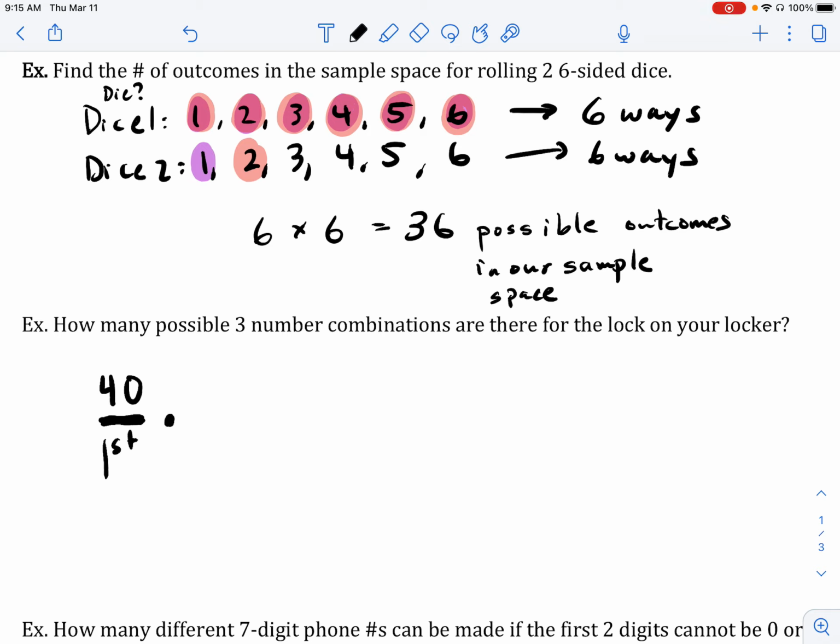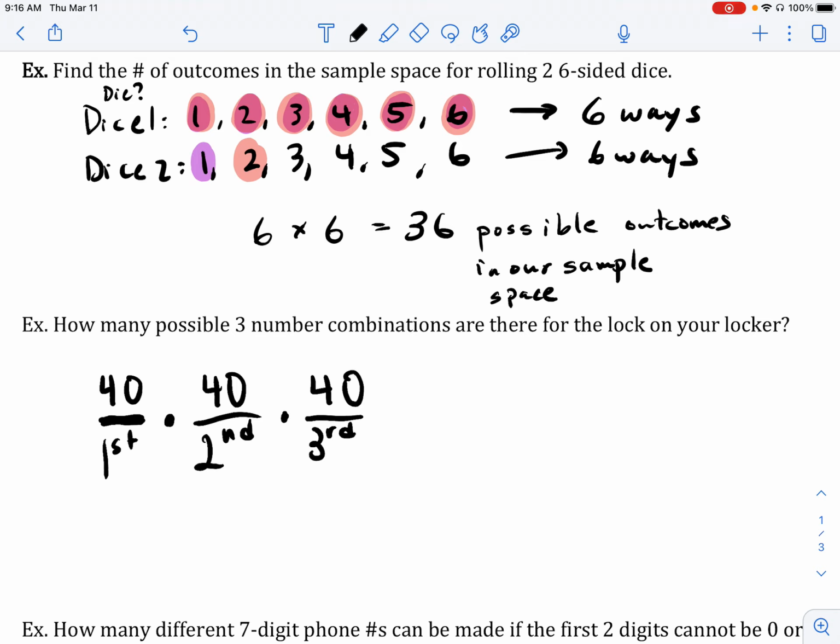Well, what about that second number? Now, there's nothing that says that your locker combination can't be 3 of the same numbers. So just because you choose one number for your first instance doesn't mean you can't use it again. Like, your locker combination could be 1, 1, 1. That would be a terrible combination, but it could be, right? So we would also say that in that second number spot, you could have 40 different numbers there. And finally, in the third locker number spot, you could also have 40 numbers there.